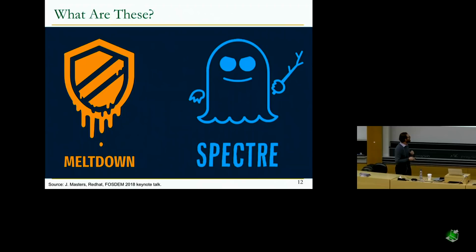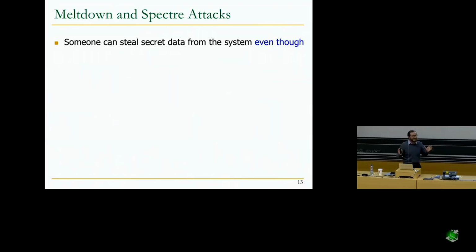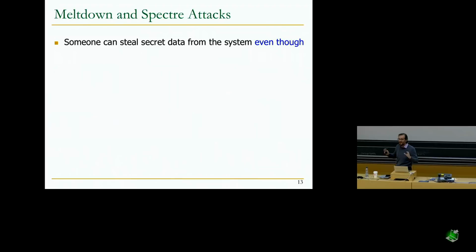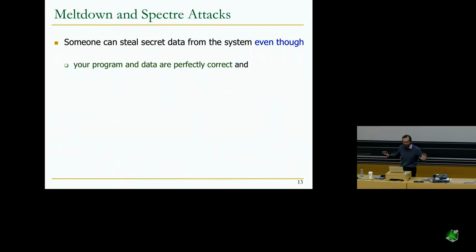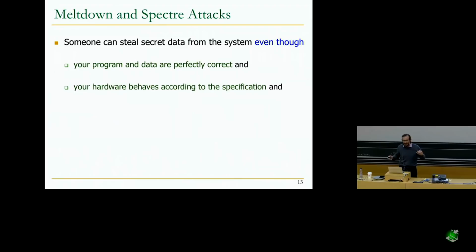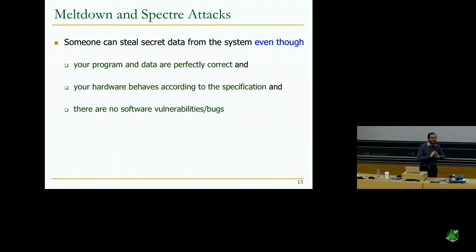Okay, let's start with these. So this is my summary, basically. These are attacks, these are vulnerabilities, and they are really interesting because someone can steal secret data from your system, or from almost any system today, even though your program and data are perfectly correct. There is no problem with what you've written, and there are no bit errors anywhere. Your hardware behaves according to the specification, so your hardware is really correct according to what the manufacturer promised you. And there are no software vulnerabilities or bugs. Someone can still steal your data.